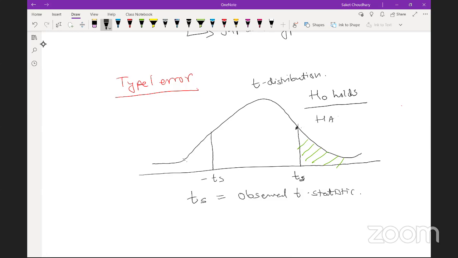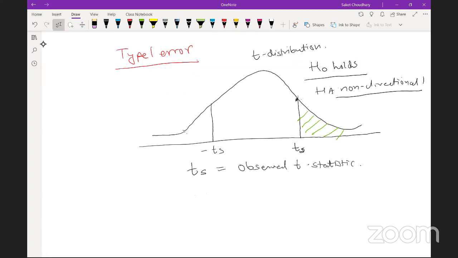So your H naught is non-directional. Okay, this is also important. Anytime you check a t table or any table for a p-value, make sure you check the direction that this table is. In this case, my null is non-directional, so my p-value is equal to the shaded area. Simple as that. Nothing strange there. Probability of seeing something as extreme as my t statistic. My null is non-directional and hence it's on both sides.